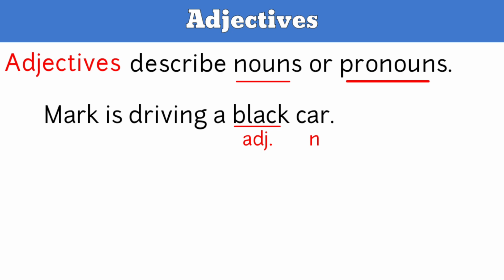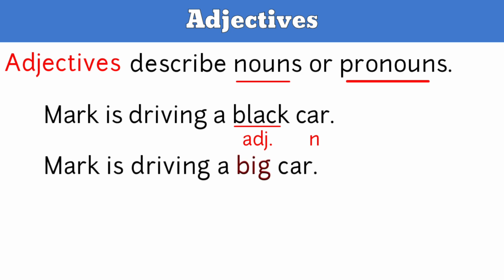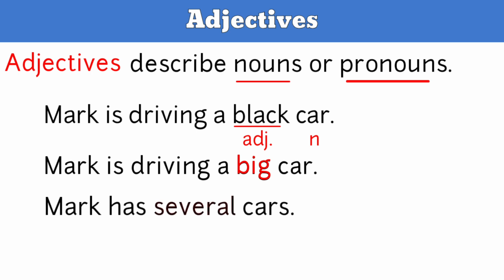An adjective can also describe the size. Mark is driving a big car. Or perhaps the number or the quantity. Mark has several cars. Possession. It is his car. Okay, so this is telling us that the car belongs to Mark. It is telling us the possession. These are just a few examples.